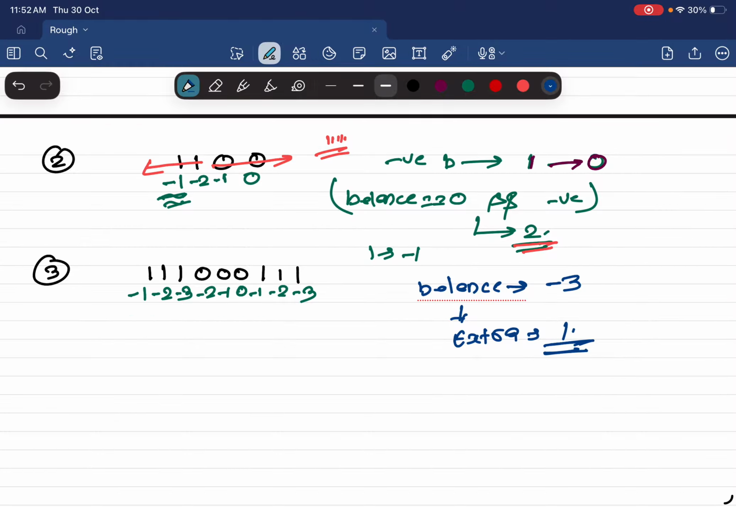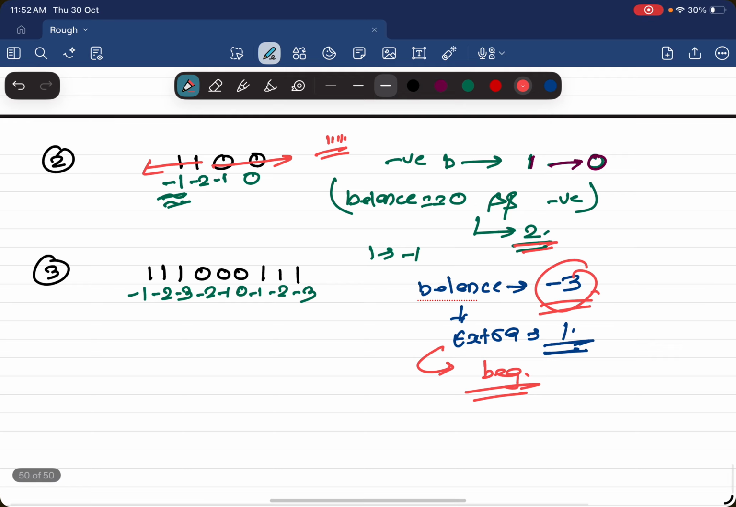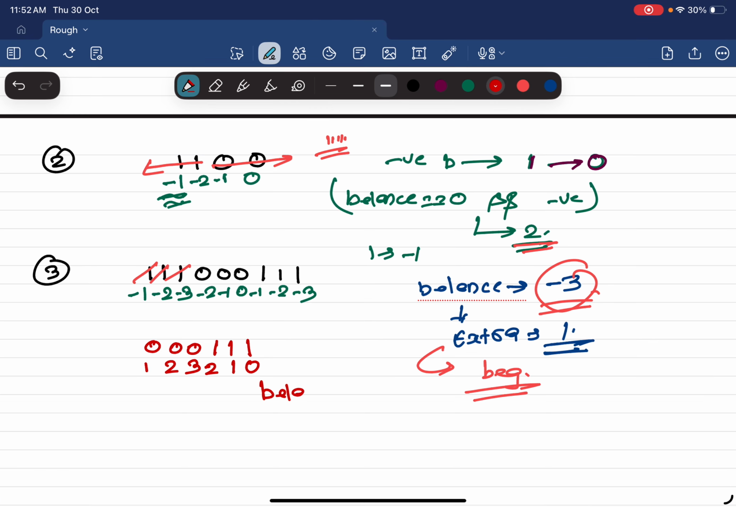So can I say if you have extra ones, you will delete these extra ones from the beginning. And how many extra ones do you have? 3 extra ones, which is the balance. So can I delete these 3 ones? Yes, you can delete these 3 ones, and what you will get? 0 0 0 1 1 1. Now let's calculate its balance: 1, 2, 3, 2, 1, 0. Again, your balance is 0 and no negative, which means you never hit negative. So your answer will be 1, because one operation you already did.